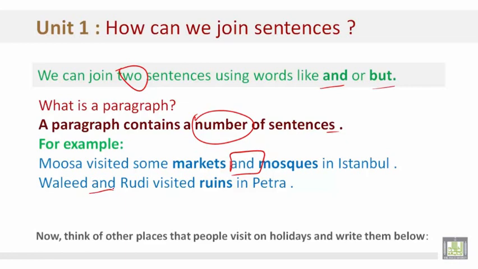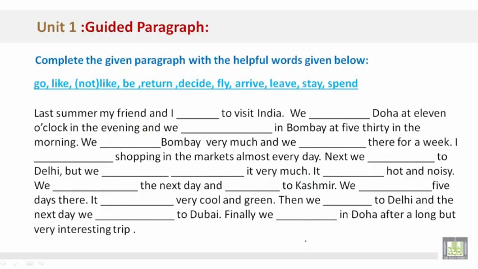Now, I want you to think of other places that people visit on holidays and write them below. Now, let's take a look at a guided paragraph. Complete the given paragraph with the helpful words given below. It is worth noting that these helpful words are there for you to use, but you may not use all of them. Let's take a look at each one.